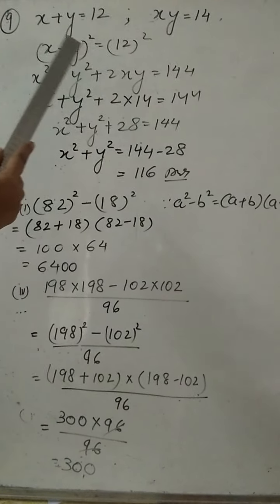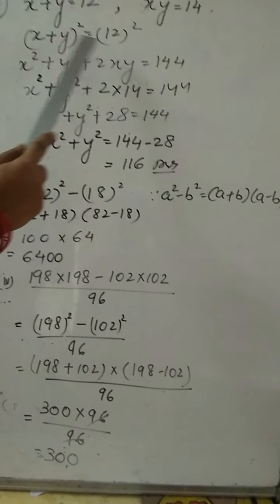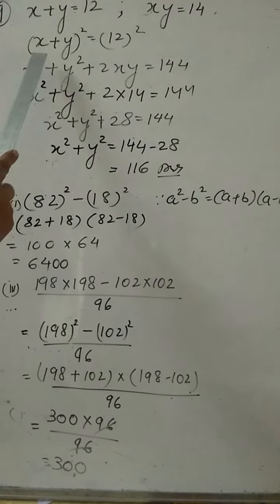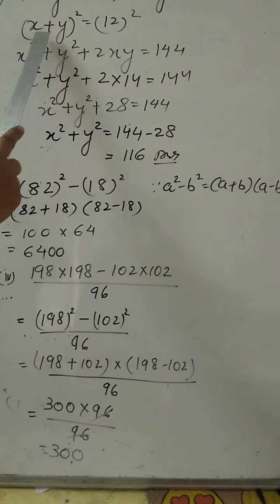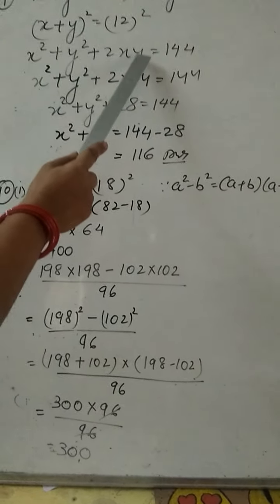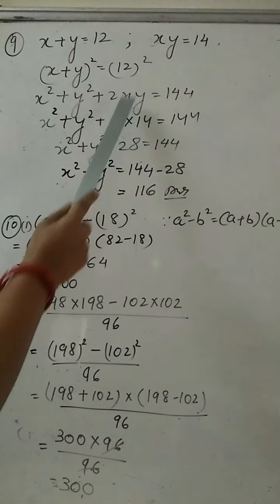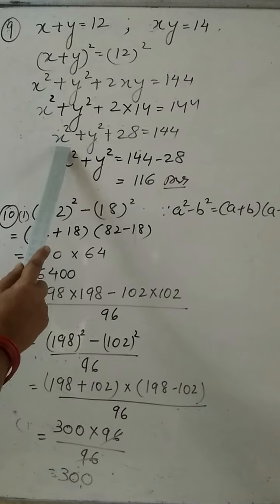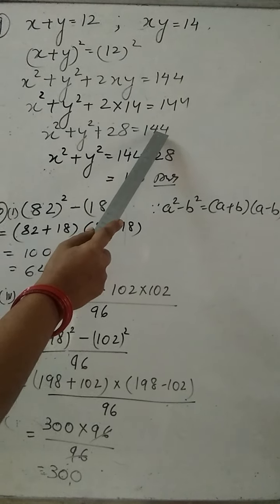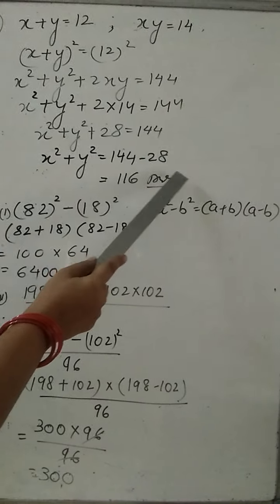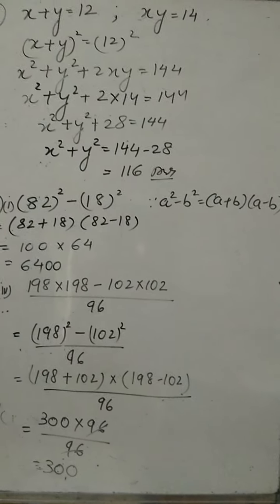Now again in a similar way you have to do squaring on both sides. When you do squaring on both sides, you have to apply the a plus b whole square identity. So x square plus y square plus 2xy. Now put the value of xy equal to 14 from here and then simplify. So x square plus y square plus 28 is equal to 144, and then 28 will go to that side and it will be subtracted. So your answer is 116.